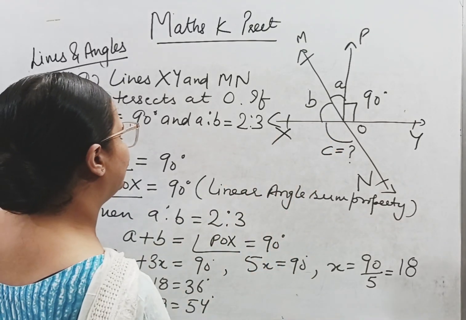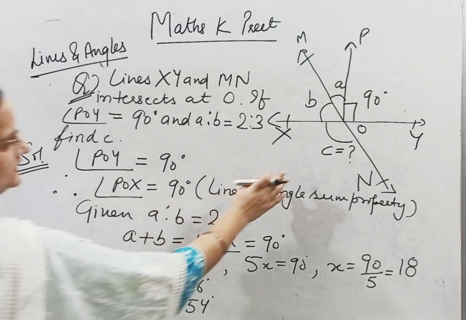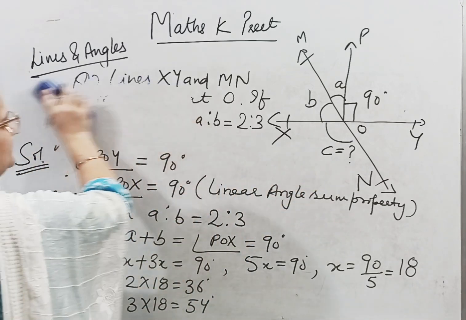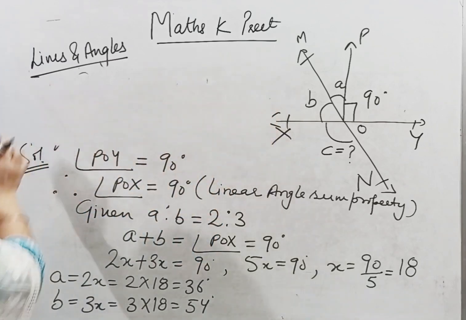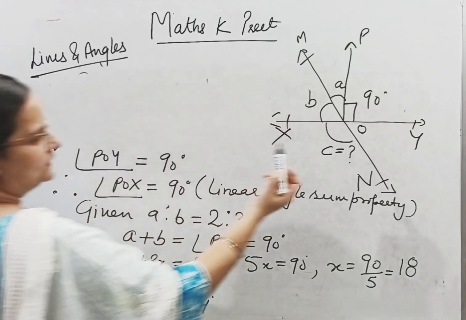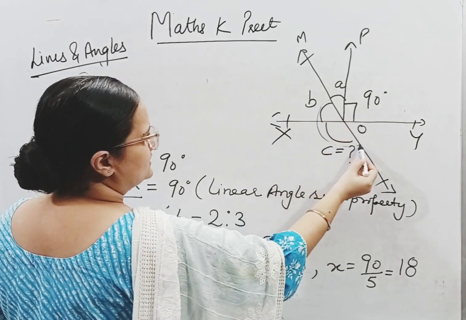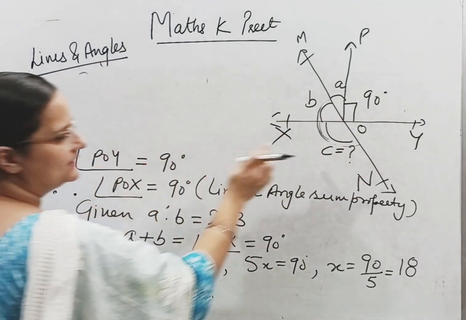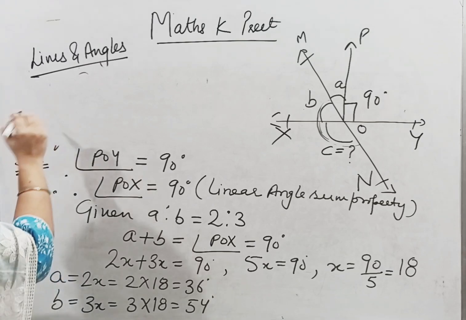Now let's proceed to find the value of this angle C, the measurement of this C. Let me erase the question. Now we know that these two angles are forming a linear pair, and I have the value of B now. From here I can clearly find the value of C.